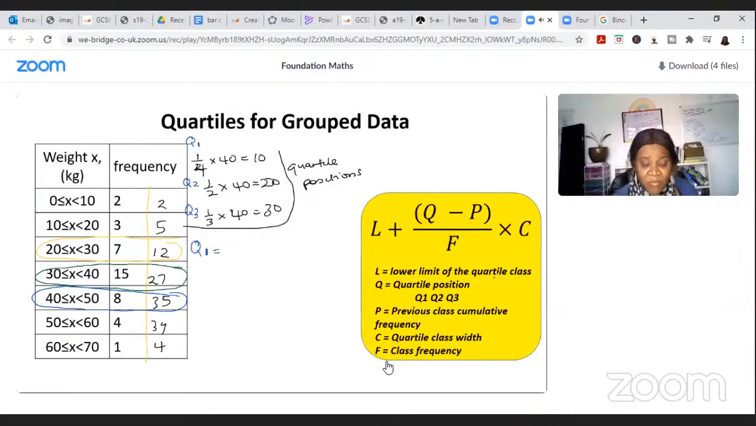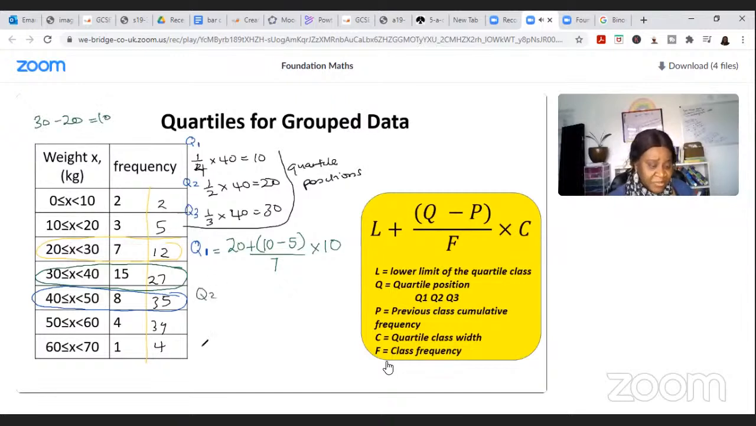Q1 will be lower limit of quartile class. The first class we got to be 20. So that'll be 20 plus Q, the quartile position. Quartile position of quartile 1 is 10. Remember, we're doing quartile 1 now, so you have to focus everything on quartile 1. P is the previous class cumulative frequency, which is 5, minus 5 over F. F is the class frequency, which is 7. Okay, times it by the class width, which was 10.